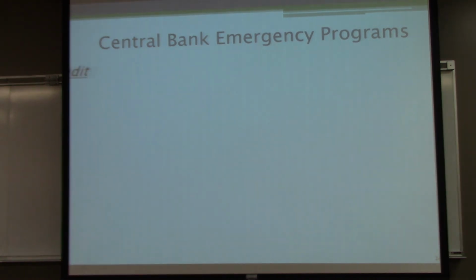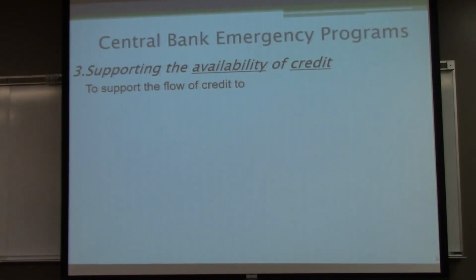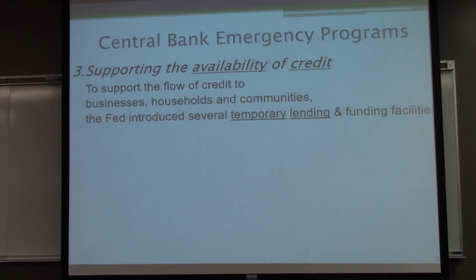I think we have one more slide. All right. Supporting the availability of credit. So they lowered interest rates, they lowered the cost of loans, then they provided liquidity to the markets, and then they created these loan facilities again. And you've heard of this one, this was the biggie.